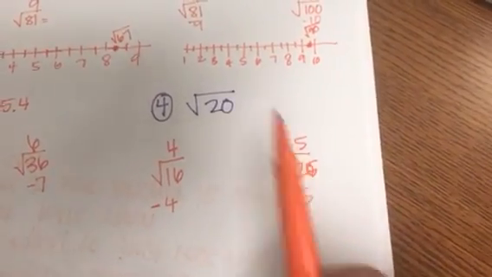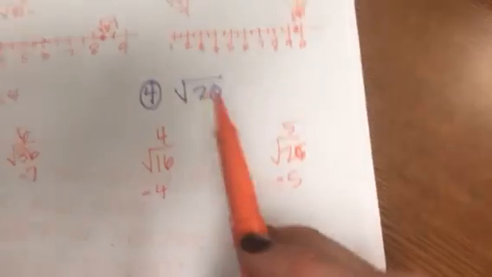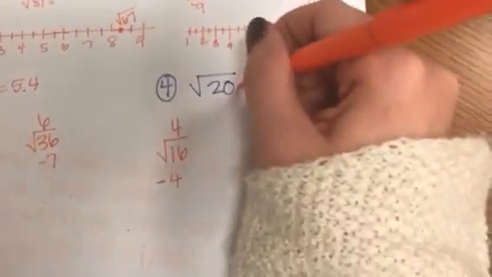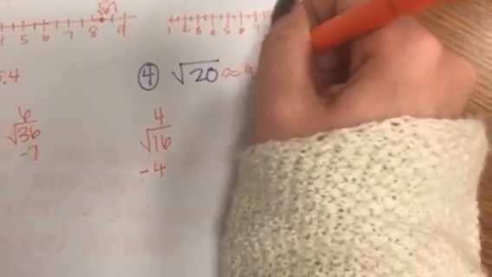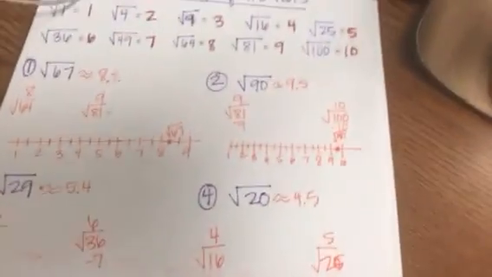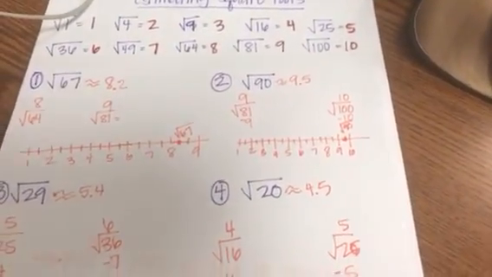I would say about 4.5, but if you want to say about 4.4, I would say that would be okay. So I'm going to say about 4.5. And then again, you would graph it like we did the two above. And that is how you estimate square roots.